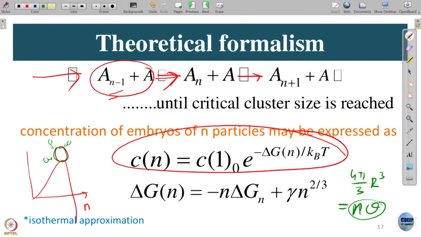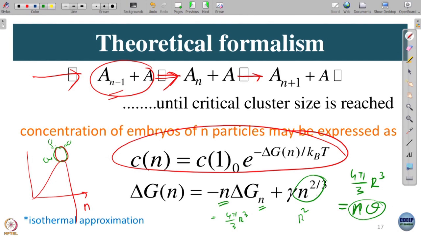If that is so, then this 4 pi by 3 r cube per unit volume is nothing but proportional to n, and that one volume I absorb in n. So because per volume and that V I multiply, this becomes dimensionless, just energy per particle. And now there is a surface term, r square, which is nothing but n to the power 2/3, okay. So my earlier expression, minus 4 pi by 3 r cube delta g plus 4 pi r square gamma, becomes minus n delta g plus gamma n to the power 2/3.